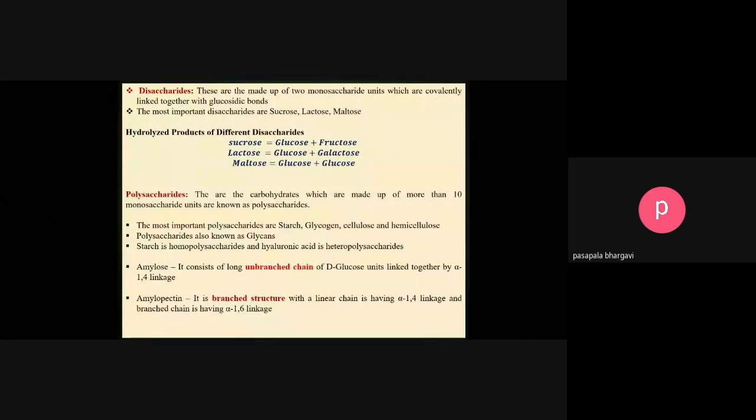These are very important in so many previous exams. They have asked the hydrolyzed products of the different disaccharides. Sucrose means glucose plus fructose. Lactose, glucose plus galactose. Maltose, glucose plus glucose.